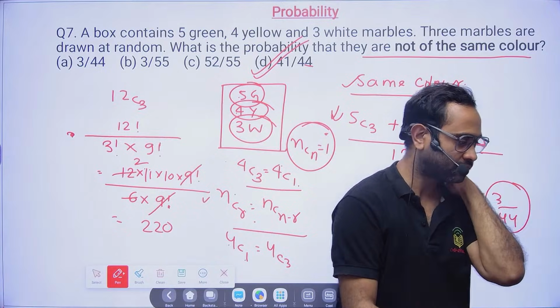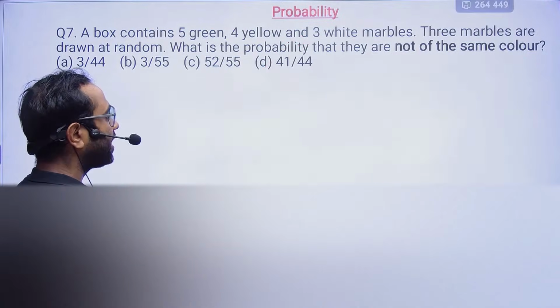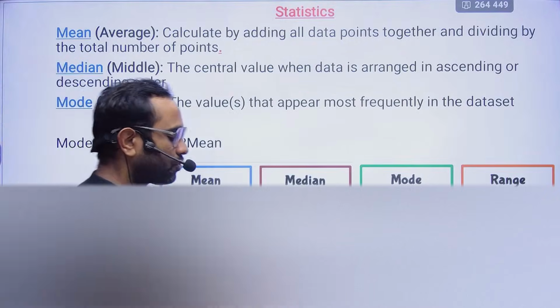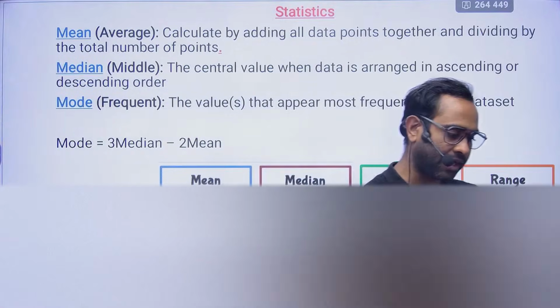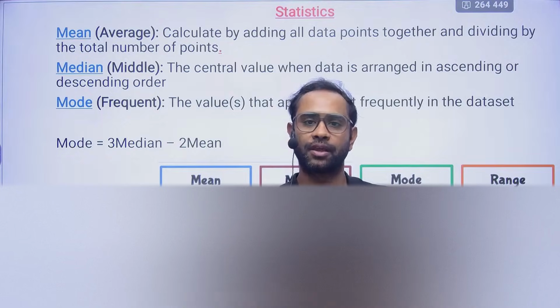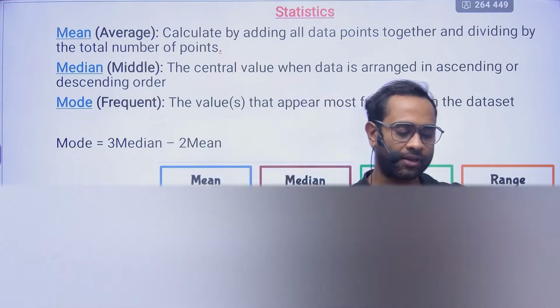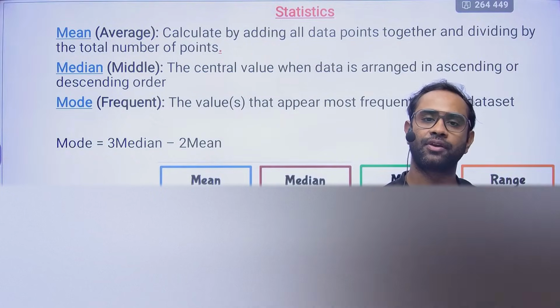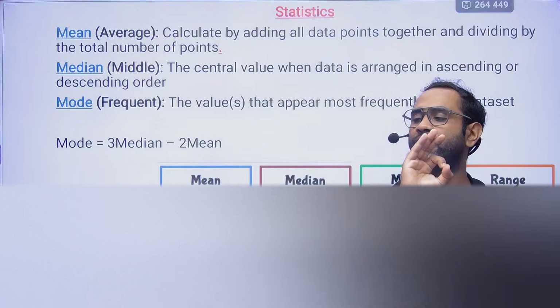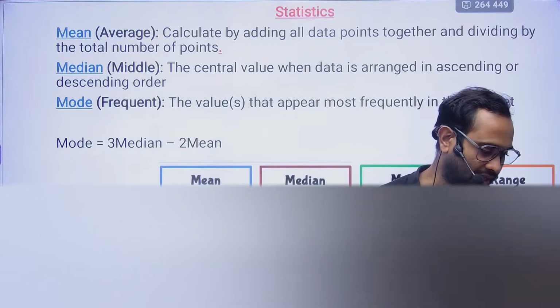Shall we move? Right, so what we did is we calculated the probability when they are of the same color, and we subtracted it from 1. Subtracting from 1 gives you the probability when they are not of the same color. Clear?